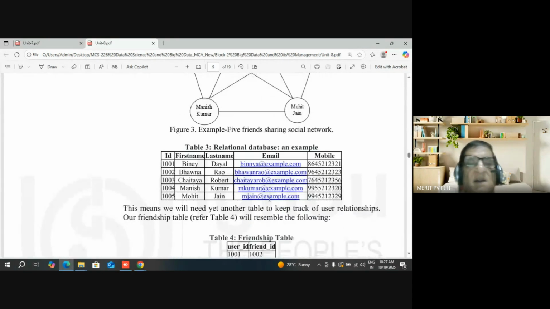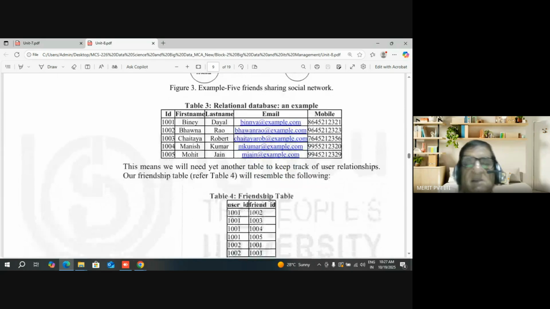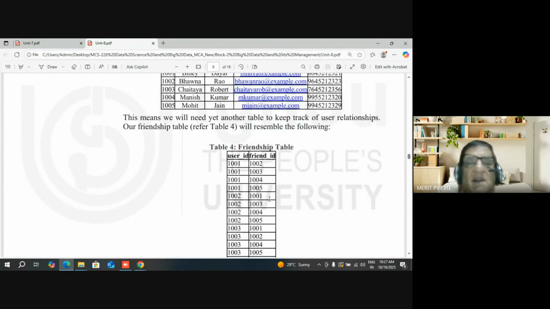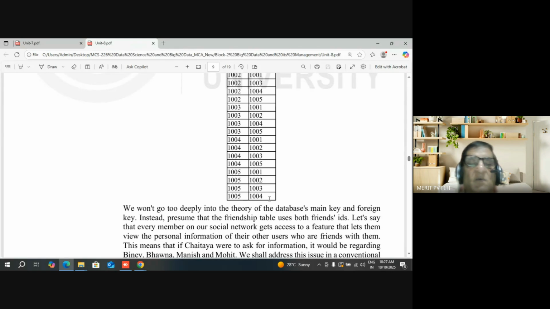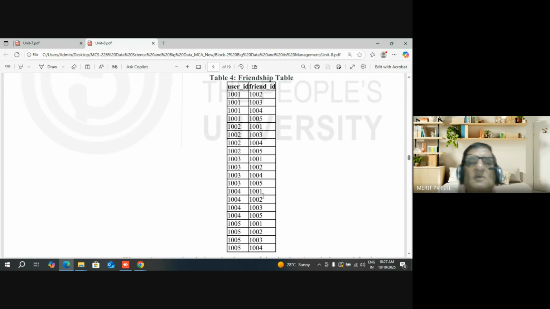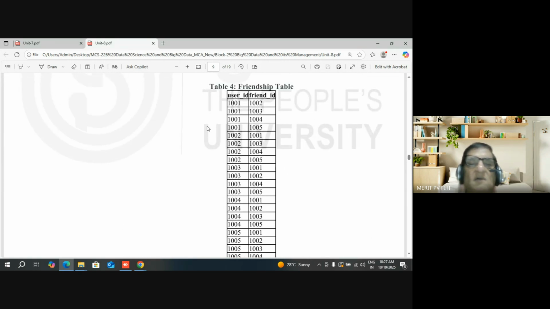Here, this is the ID, name, email and mobile number. So this means we will need yet another table to keep track of user relationships. Our friendship table, referred to as table 4, will resemble the following: friend ID and so on. We won't go too deeply into the theory of the database's primary key and foreign key. Instead, presume that the friendship table uses both friends' IDs. So 1002, 1003, 102 are 101's friends, and so on.